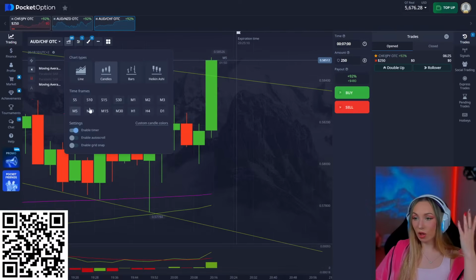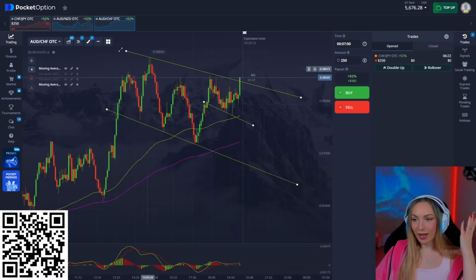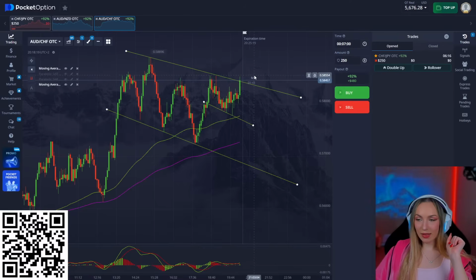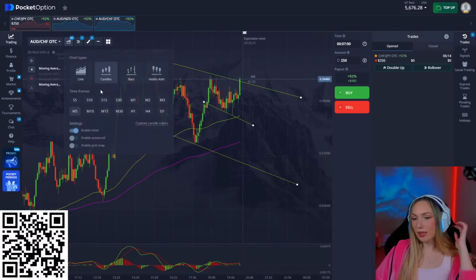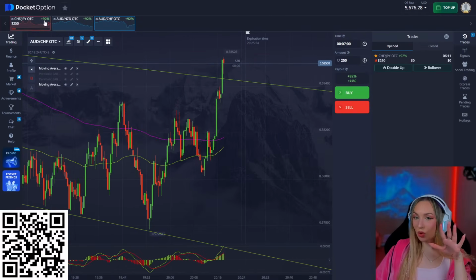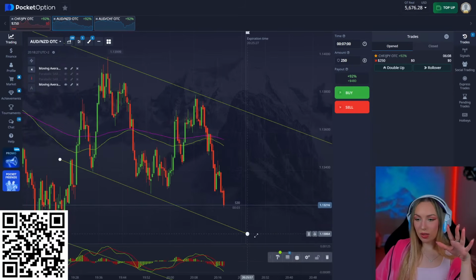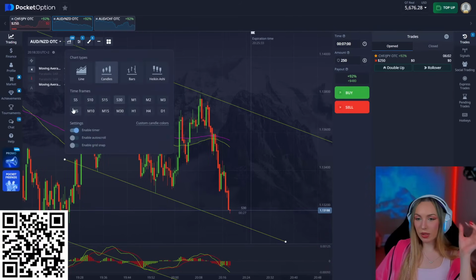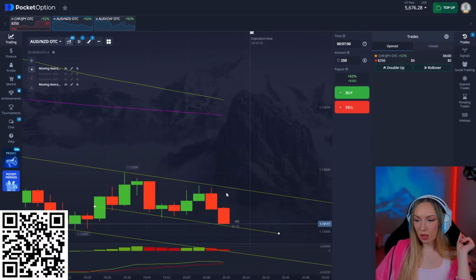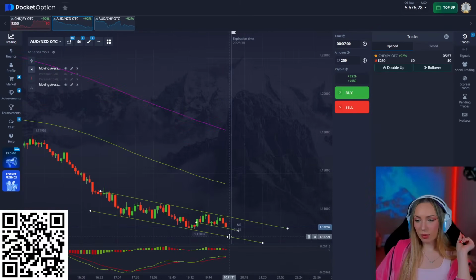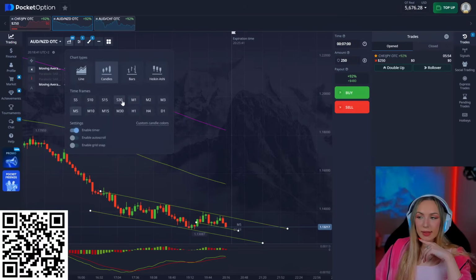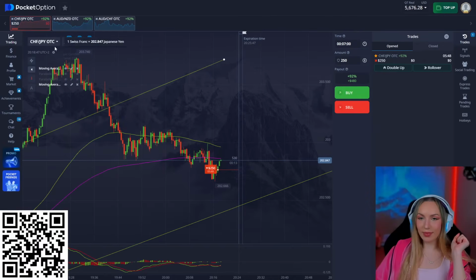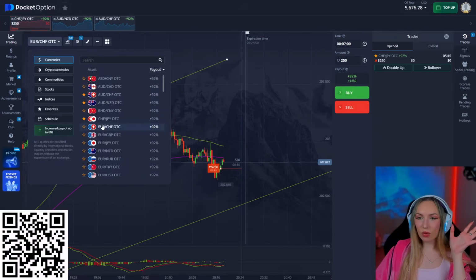AUD CHF flew somewhere, I don't know where. It broke the resistance. And maybe it's a false break, we're going to see this. Right now we are just watching this one. AUD NZD is close to the first support. The second support is a little bit lower, you see, so it's still far from this support. And CHF JPY went up again. But right now we have plenty of time, so we don't worry.